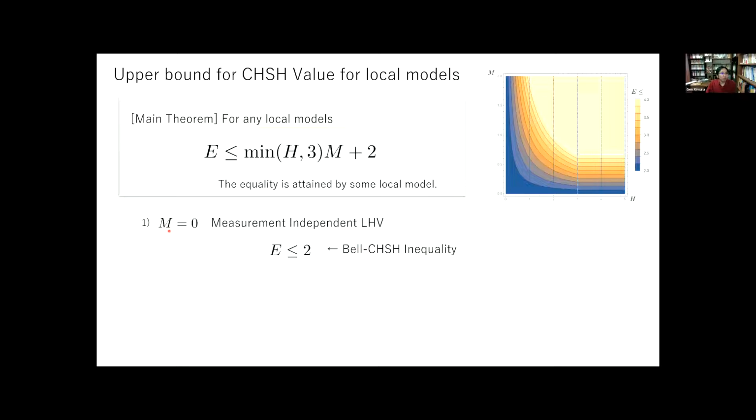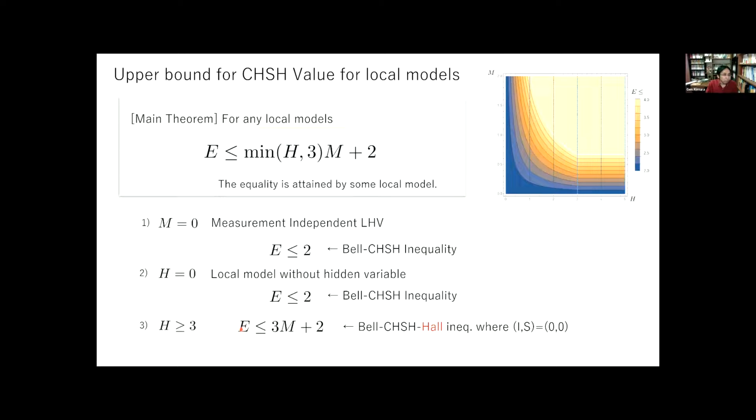Firstly, if measurement dependence is 0, namely the case where the model is a measurement-independent local hidden variable model, then plugging in m equals 0, the right-hand side is 2, so we recover Bell's CHSH inequality. Second, if H is 0, namely without any introduction of hidden variables, again we have Bell's CHSH inequality because our model is local.